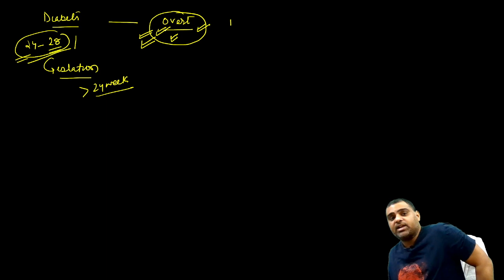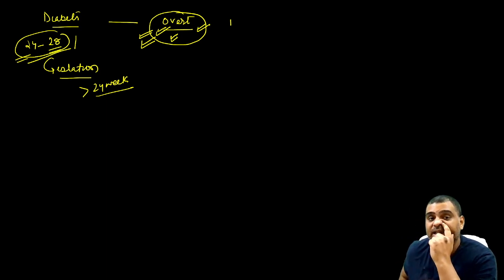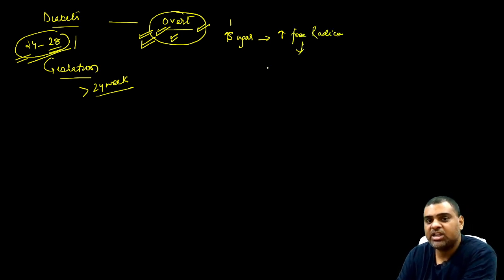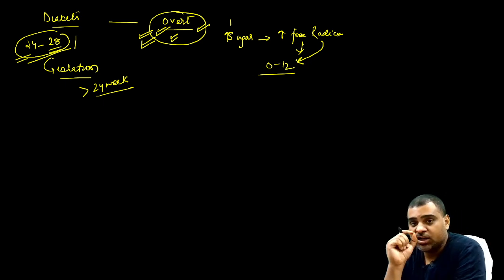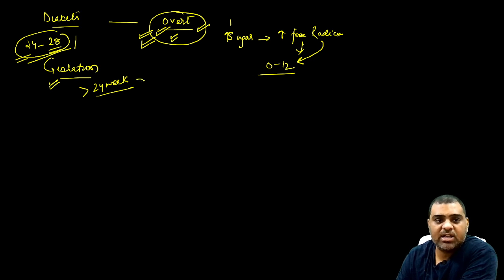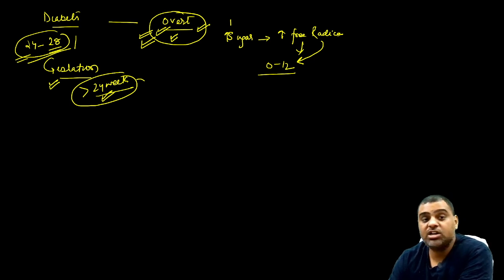Why? Because in overt diabetes, the lady was already having diabetes. Now, there was increased sugar, so because of the increased sugar, there were increased free radicals. Oxygen radicals were formed, and in the initial 0 to 12 weeks there is organogenesis, so these radicals will inhibit the proper organogenesis, whereas in gestational diabetes, the hyperglycemia occurs after 24 weeks, so most of the organs are already formed, so generally you will not see congenital malformation in gestational diabetes.